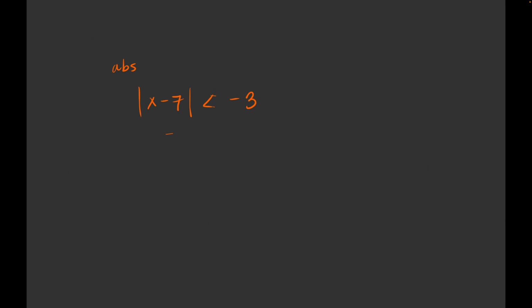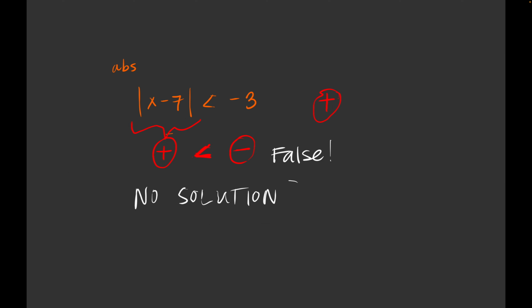So, we ask ourselves, is it absolute value? We know an absolute value is a positive number always. Whatever this is, it'll give out a positive value. We ask ourselves, is a positive value less than a negative value? Our negative 3 is a negative value. Is a positive value ever less than a negative value? It is never. This is always going to be false. It is never going to be true, which means that I have no solutions here. No solution, anytime that my inequality is deemed to be false.